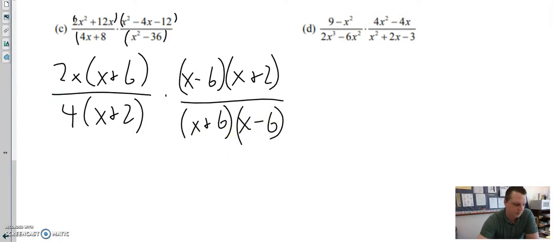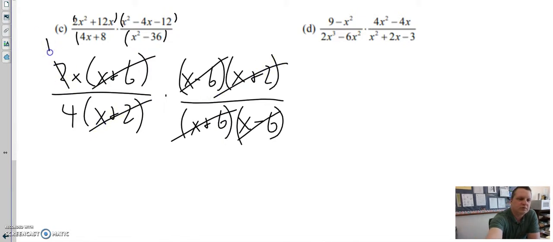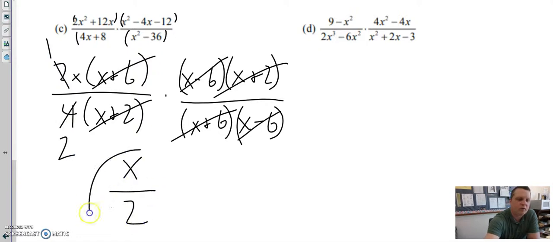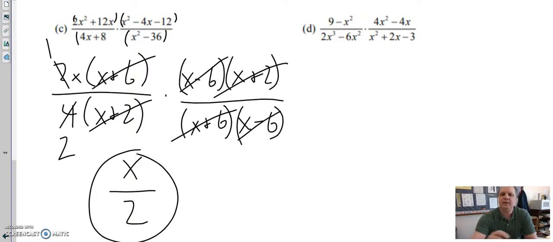If I go too fast, just rewind it, play it again. So then x minus 6, x minus 6, x plus 6, x plus 6, x plus 2, x plus 2. 2 goes into itself once, into 4 twice. You are left with x over 2. That's it. D. Parentheses, parentheses, parentheses, parentheses. Is everything in descending order? Nope. The numerator is not.